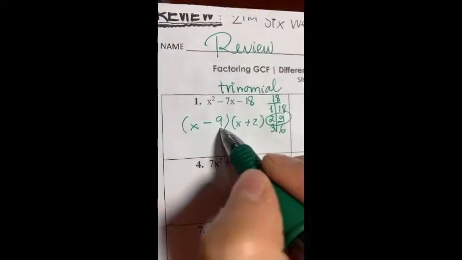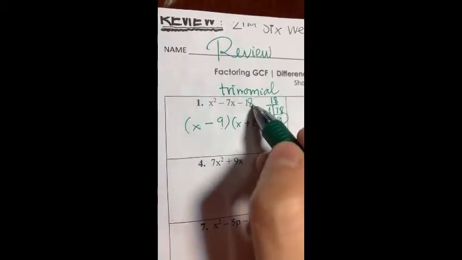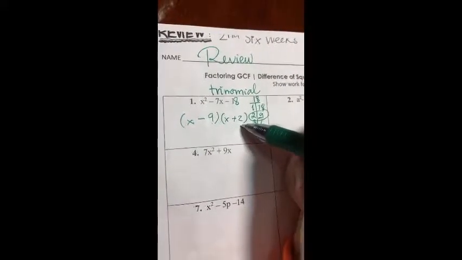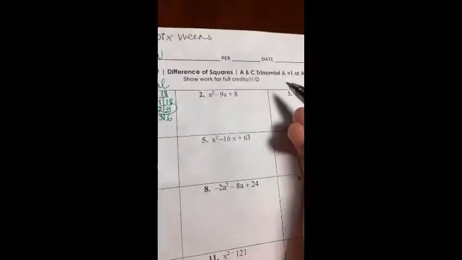Okay, you see right here, negative 9 times 2 gives you negative 18. Negative 9 plus 2 gives you negative 7. Okay? Good. So that is the answer. We have factored them out. Number 2 is the same thing.